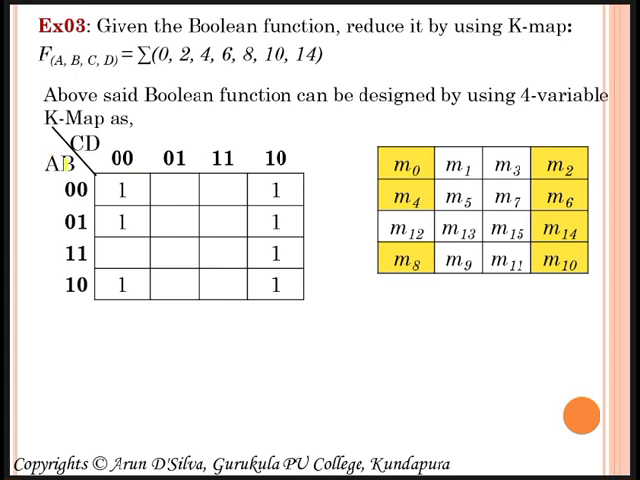The K map is, as you know, AB variables I have taken to the row side and CD I have taken to the column side. The reflected code is 0 0, 0 1, 1 1, 1 0. Similarly, column side 0 0, 0 1, 1 1, 1 0. And all min terms as a 1 I put on the K map, that is M0 is here, M2 is here, M4, M6, M8, M10 and M14.